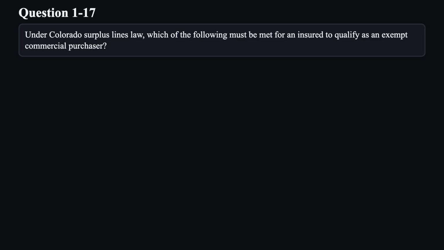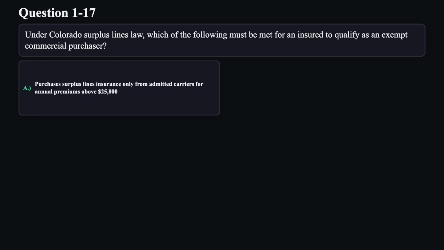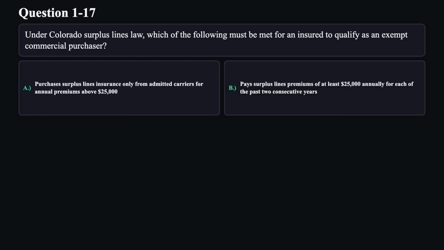Question 17. Under Colorado surplus lines law, which of the following must be met for an insured to qualify as an exempt commercial purchaser? A. Purchases surplus lines insurance only from admitted carriers for annual premiums above $25,000. B. Pays surplus lines premiums of at least $25,000 annually for each of the past 2 consecutive years.